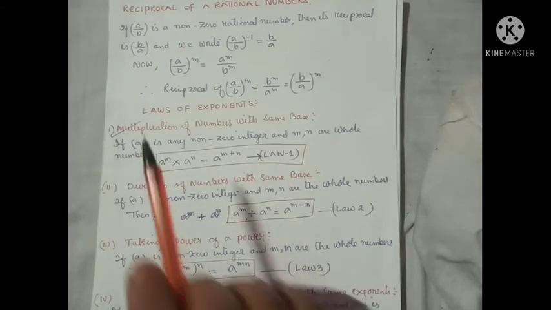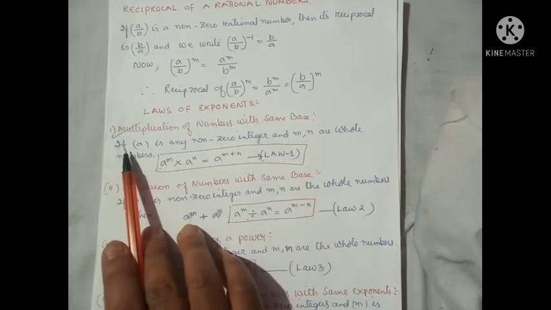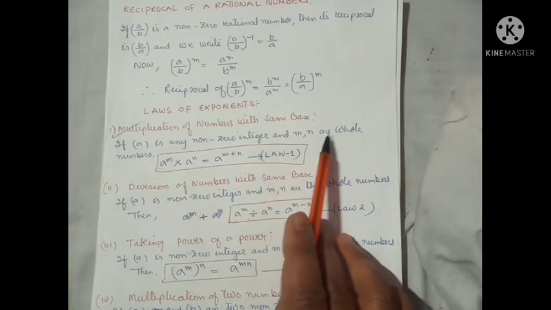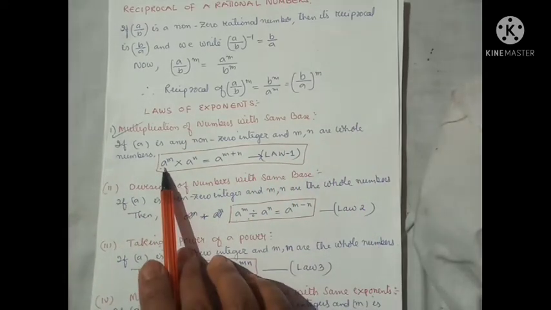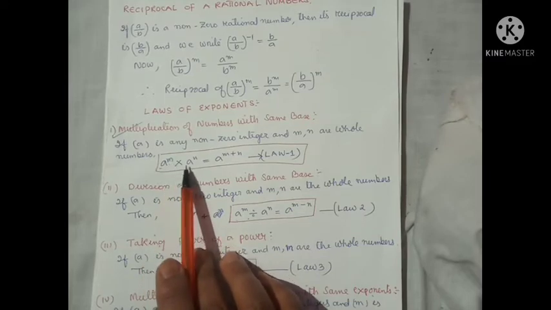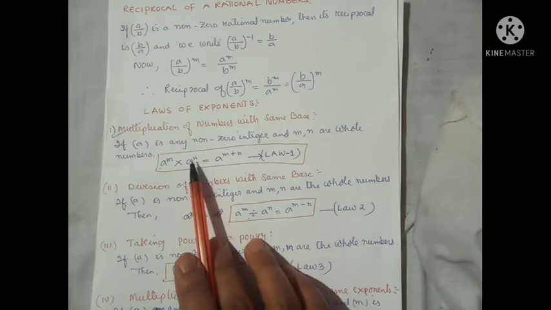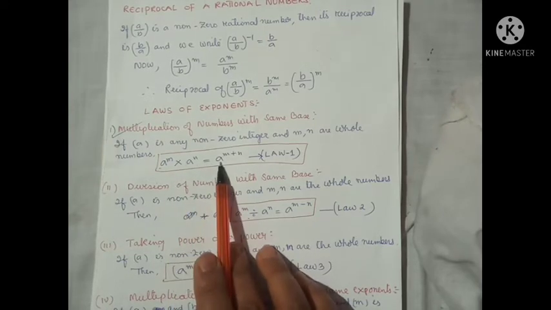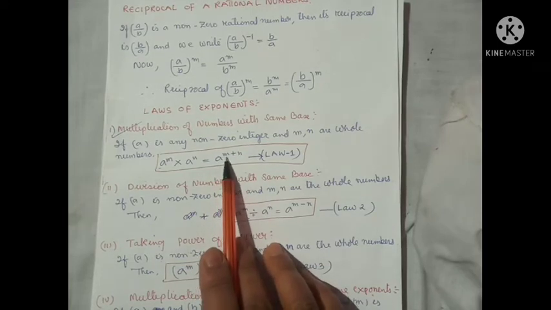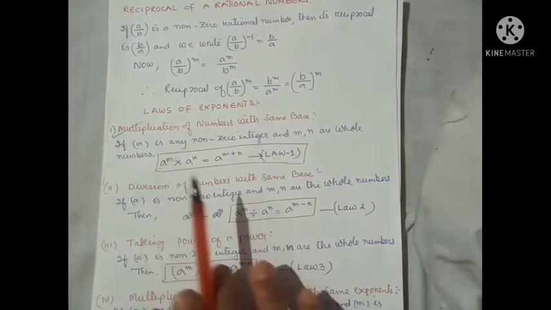Next is the law of the exponent. Multiplication of numbers with the same base. If a is any non-zero integer and m and n are whole numbers, then with the same base, a to the power m into a to the power n. When the bases are common and the powers are different, then the powers should be added up: a to the power m plus n. That is the first law. Multiplication with the same base.